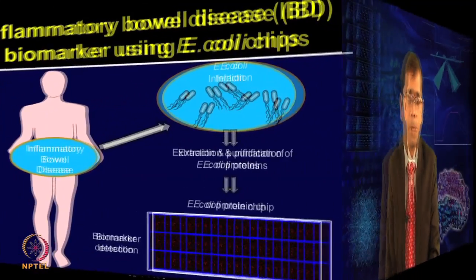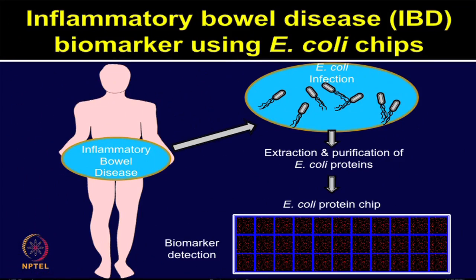Let us now move on to case study 2, identification of novel serological biomarkers for inflammatory bowel disease using E. coli proteome chip, Crohn's disease and ulcerative colitis. These are chronic, idiopathic and clinically heterogeneous intestinal disorders which are collectively known as inflammatory bowel disease, also known as IBD. In this study, authors have used E. coli proteome chip to screen and identify novel biomarkers associated with inflammatory bowel disease.